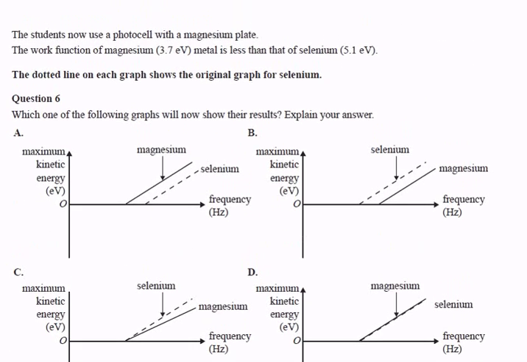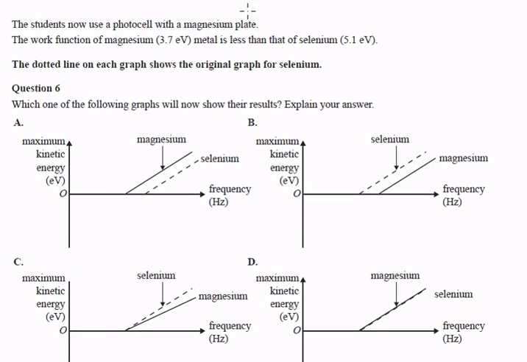Alright, now we're using a different metal, a new metal, and that's magnesium instead of selenium, and it's got a different work function, i.e. it takes less energy to get electrons out of this magnesium than it did out of the selenium. So which graph shows us one where the work function is different, and it's down at 3.7.